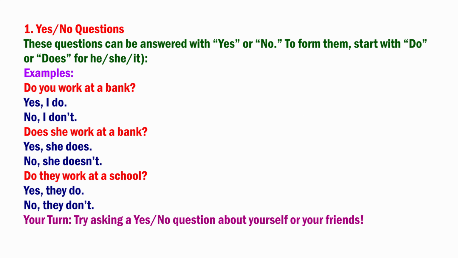1. Yes/no questions. These questions can be answered with yes or no. To form them, start with do, or does for he, she, it. Examples. Do you work at a bank? Yes, I do. No, I don't.